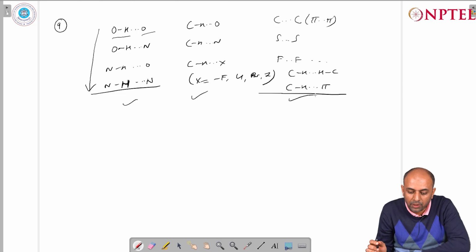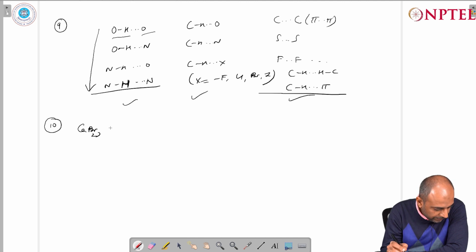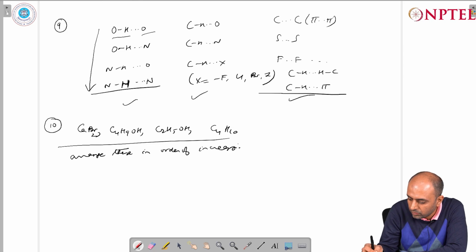One problem, you can look at it yourself, can be a take home for you. You can take the following compounds: calcium bromide, butanol, ethanol, and C4H10. Arrange these in order of increasing boiling point.